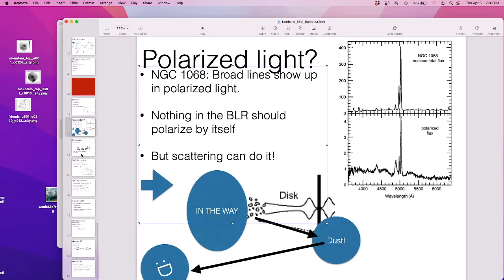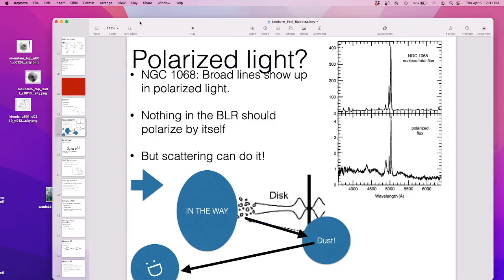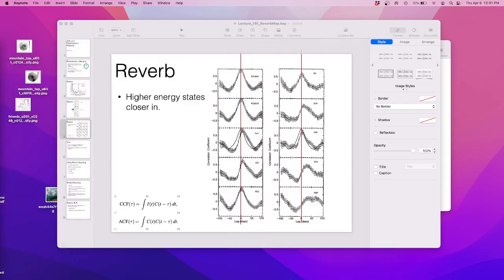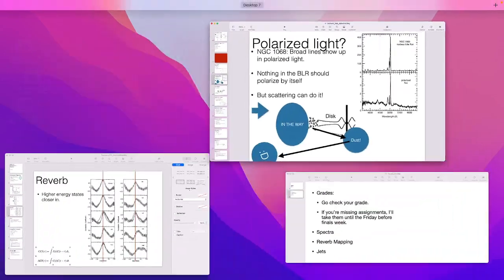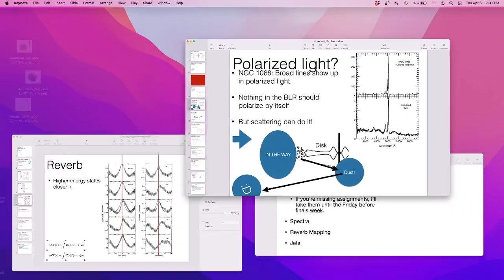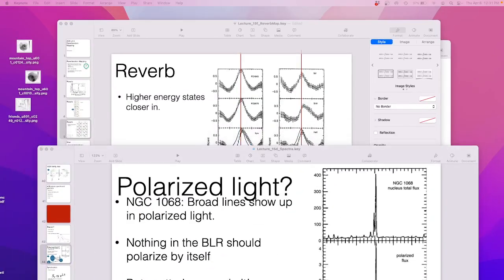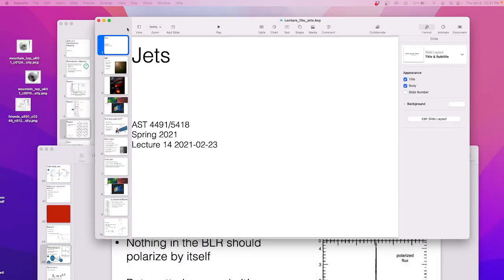Do I care about any of the rest of these? I don't think I do. So we did reverb mapping. We did the rest of the spectra. What's next? I got 20 minutes left. Jets. Fine. Oh yeah, okay. That's what I got to do with my remaining 20 minutes.